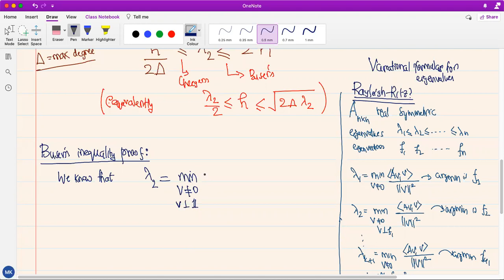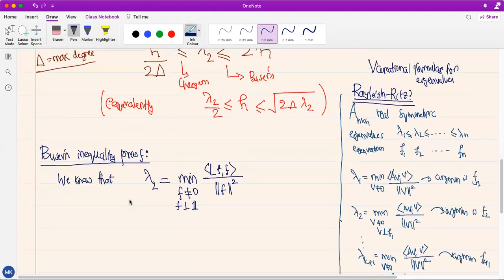So I can write it like this: the inner product of Lv with v, divided by the norm of v squared. Since I was using f, let me just write f instead of v, okay? It's just that I'm thinking of them as functions on vertices. So f not equal to 0, f perpendicular to the constant, the inner product of Lf with f divided by norm f squared, okay? Now I want an upper bound.